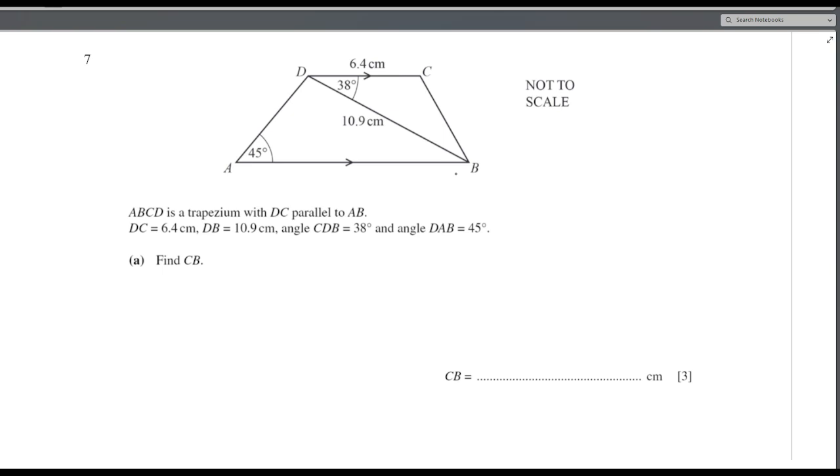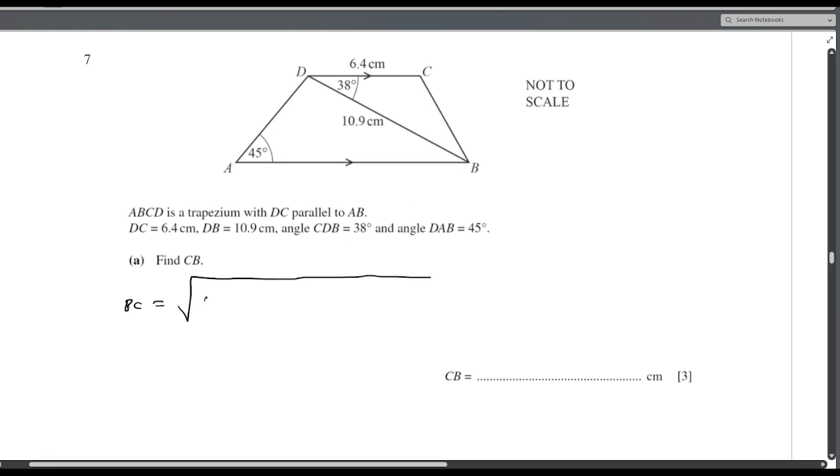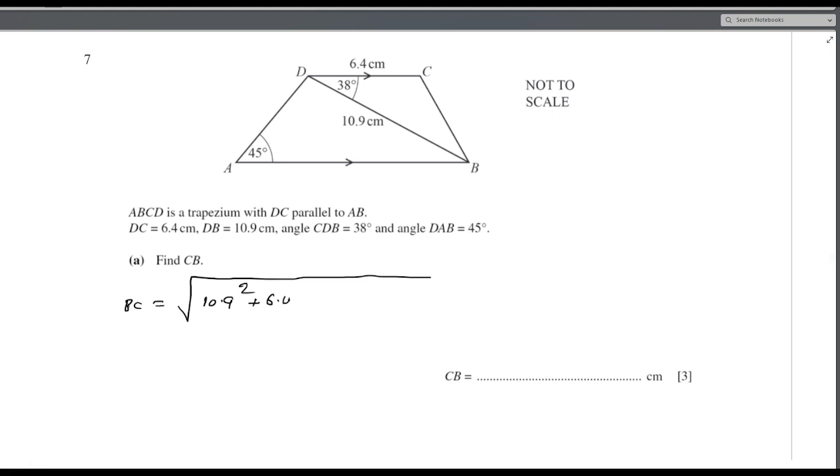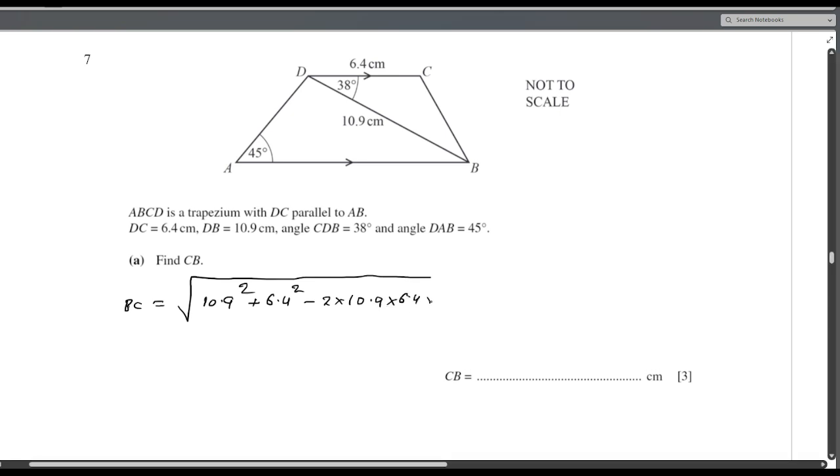For the length BC, I will use the cosine rule. BC is the square root, because the cosine rule is for square terms. So BC equals the square root of 10.9 squared plus 6.4 squared minus 2 times 10.9 times 6.4 times cos of 38 degrees.